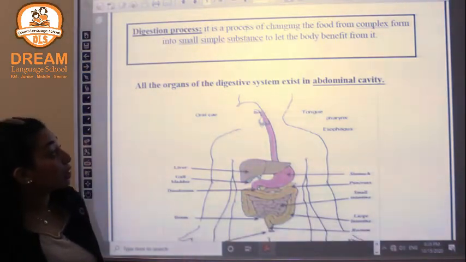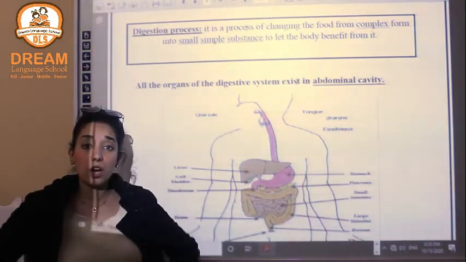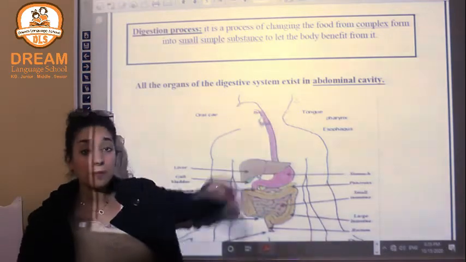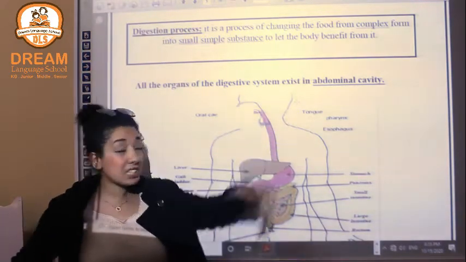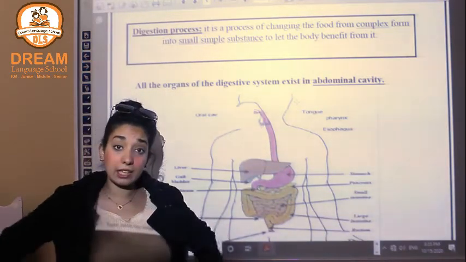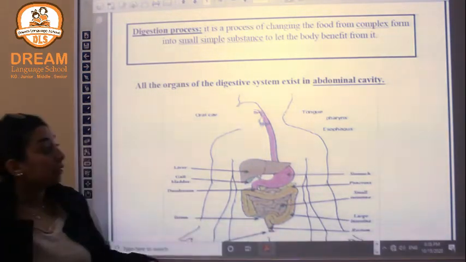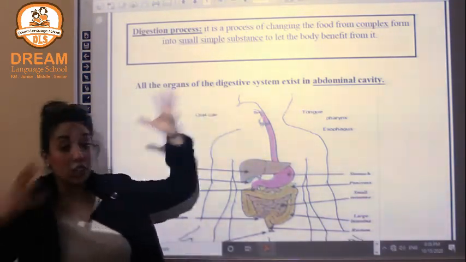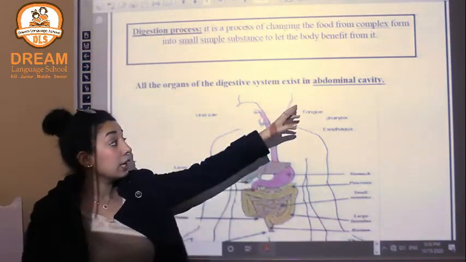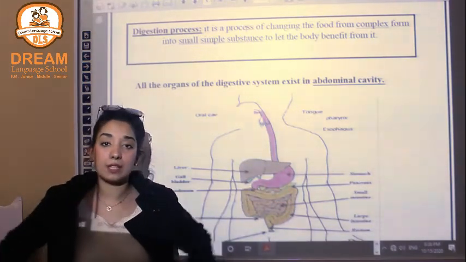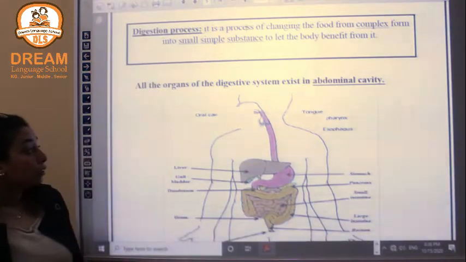All the organs of the digestive system exist in the abdominal cavity. The meaning of abdominal cavity is a space. This area is empty and full of organs. So all the organs of the digestive system are in the abdominal cavity.